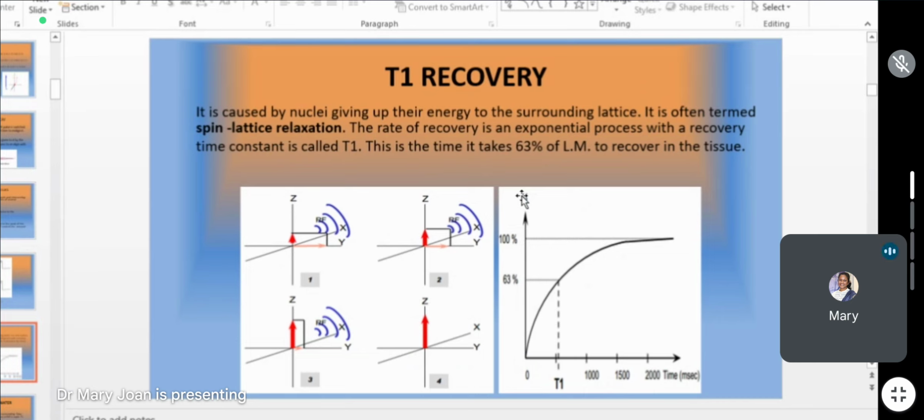And we will come across the term T1 recovery. It is caused by nuclei giving up their energy to the surrounding lattice, so it is often termed spin lattice relaxation. The rate of recovery is an exponential process with a recovery time constant called T1. This is the time it takes for 63% of the longitudinal magnetization to recover in the tissue.